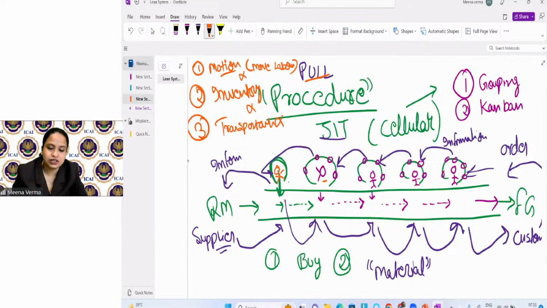What else? We have learned 7 deadly wastes, right? So there is no overproduction. You can see, fourth, overproduction.